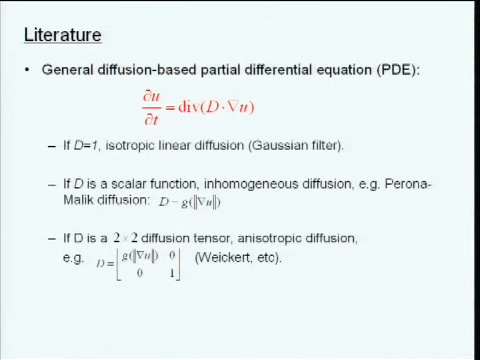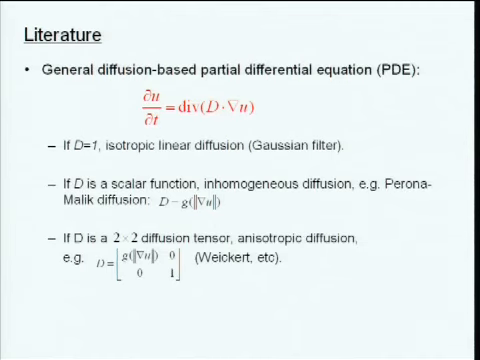If we have D as a scalar function, then we have inhomogeneous diffusion of the Perona-Malik type, where du/dt depends on a function of the image gradient. Then the recent work by Weickert et al. takes a more complicated form of D and in fact uses a 2x2 diffusion tensor instead.